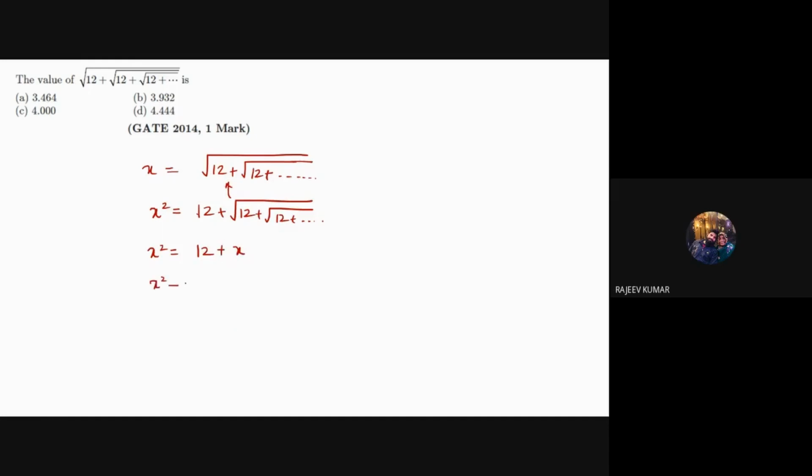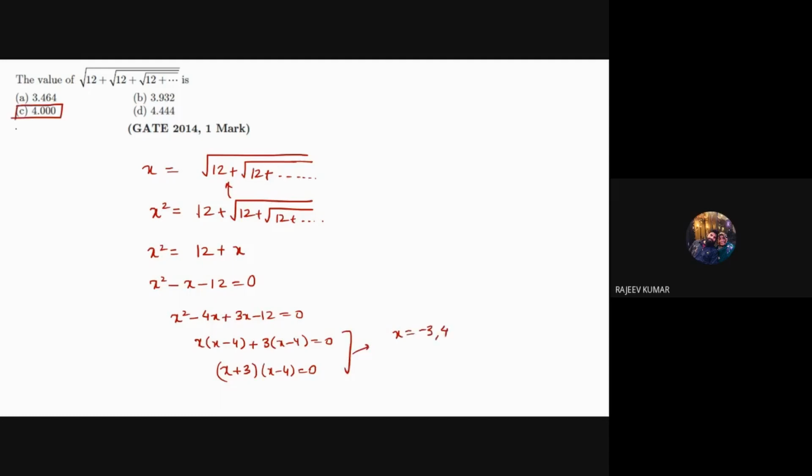Or this equation becomes x square minus x minus 12 equals 0. We just have to find out the roots of this equation. x square minus 4x plus 3x minus 12 equals 0. x(x minus 4) plus 3(x minus 4) equals 0. So (x plus 3)(x minus 4) equals 0. This gives you x equals minus 3 or 4. Here 4 is the correct answer because minus 3 is not there in the options.